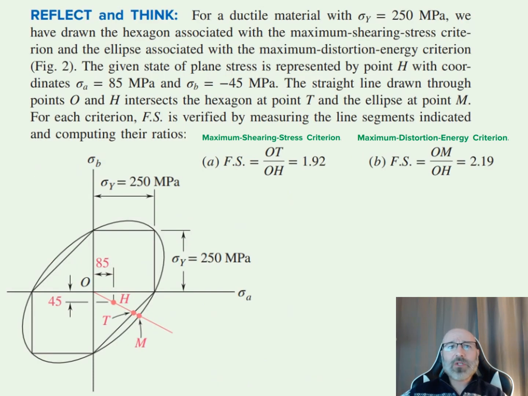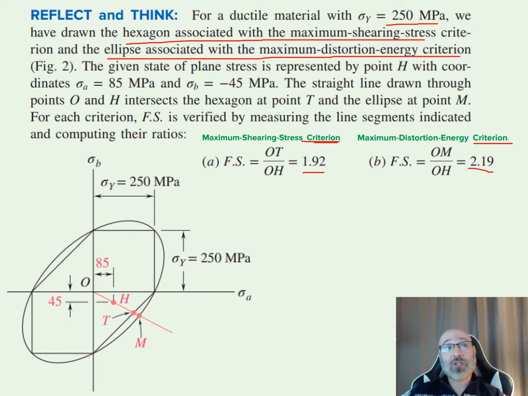So one thing that we notice here is there is a slight difference between our answers, whether we're using our maximum shearing stress criterion or our maximum distortion energy criterion. Our FS for maximum shear was 1.92, and our FS from our maximum distortion energy criterion was 2.19. So as we're thinking about this, let's think about our problem in general here. We had a ductile material. They gave us our sigma sub y of 250 megapascals. Now from that, we can draw a hexagon associated with the maximum shearing stress criterion right there, and an ellipse associated with our maximum distortion energy criterion.